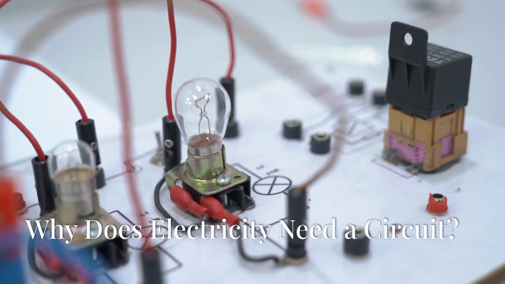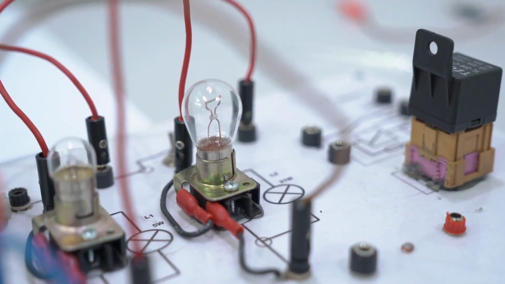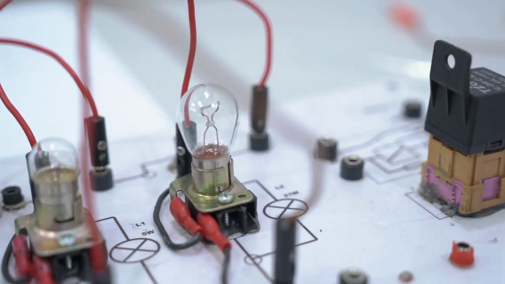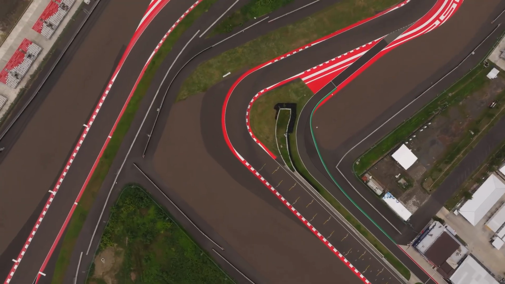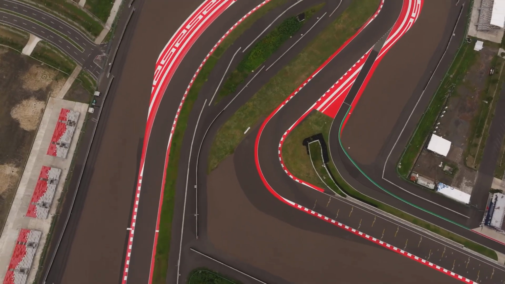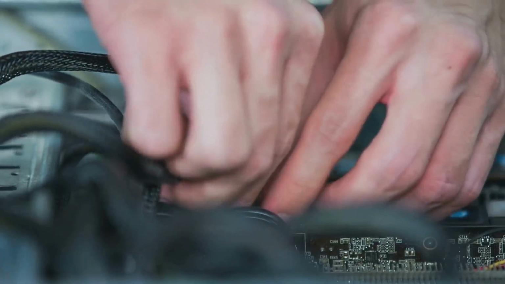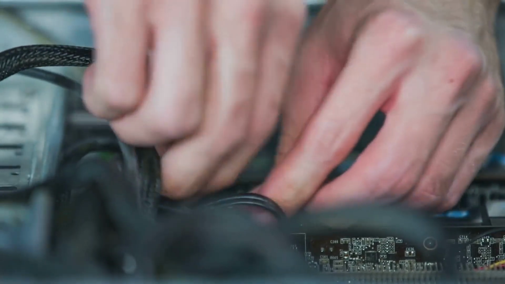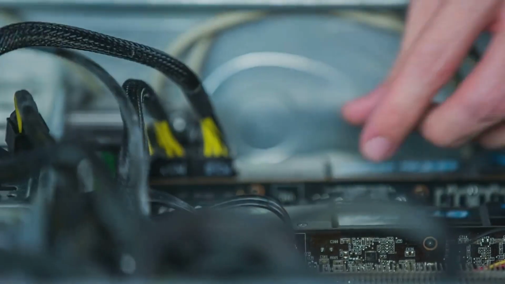To keep things going, electricity needs a complete loop or circuit. Think of it like a racetrack. The electrons can only keep moving if they have a continuous path to follow. That's why if you cut the circuit by, say, removing a battery or disconnecting a wire, the flow of electricity stops and your light goes out.